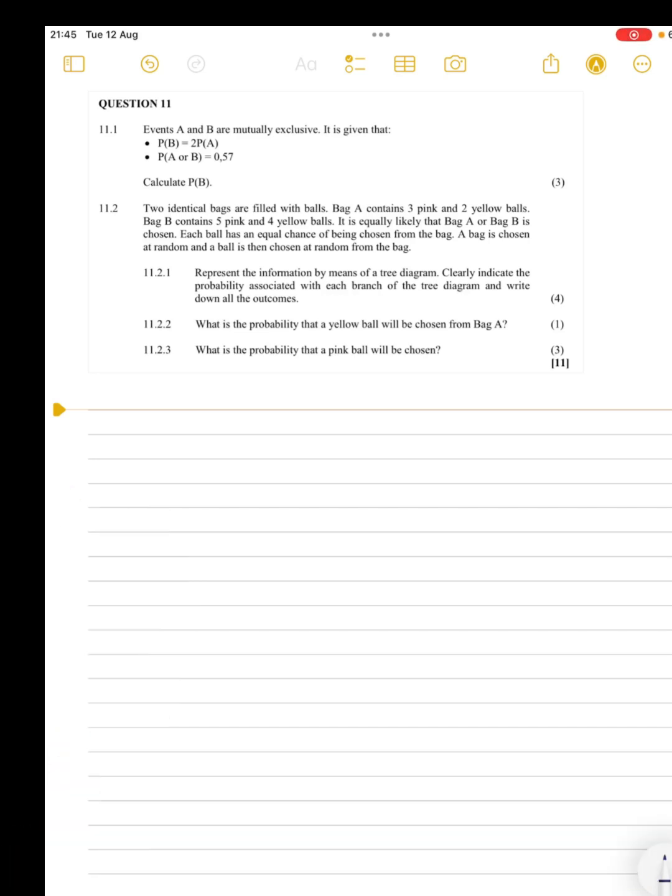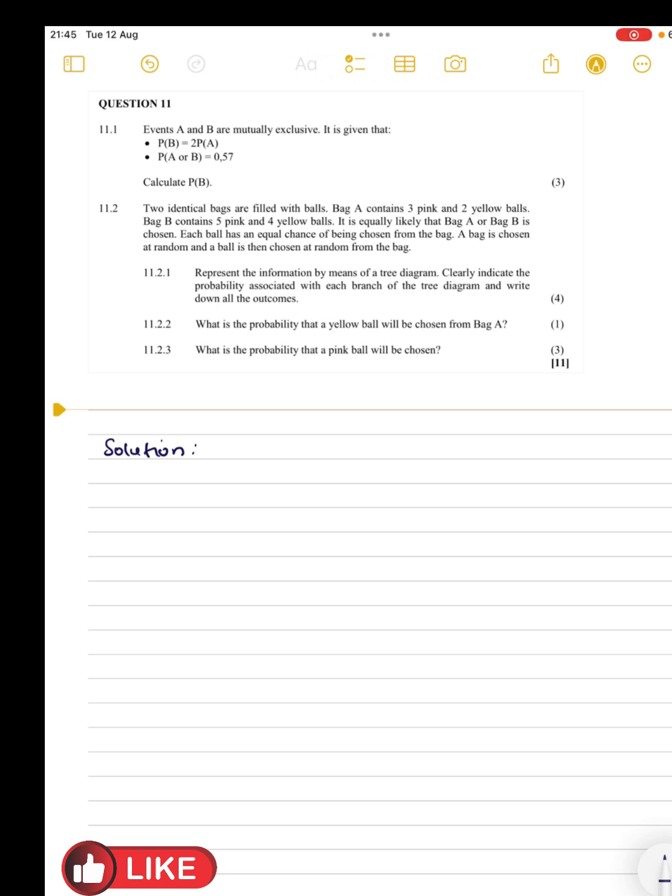All right, so now we are doing question 11, and in question 11 we're working with probability. So this is the problem given to us. In order for us to solve this problem, we have to analyze the statement given to us.